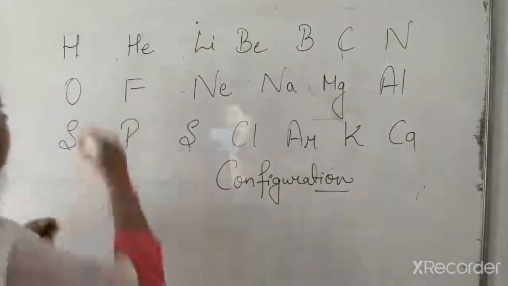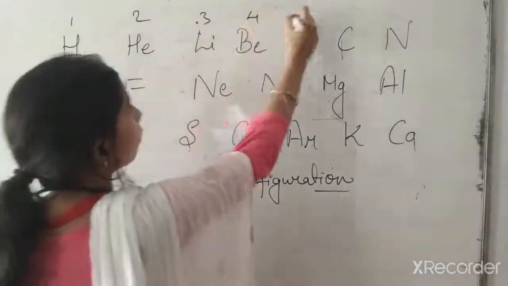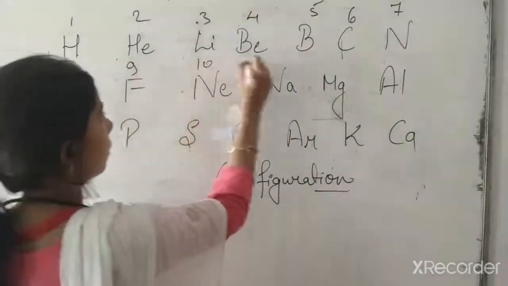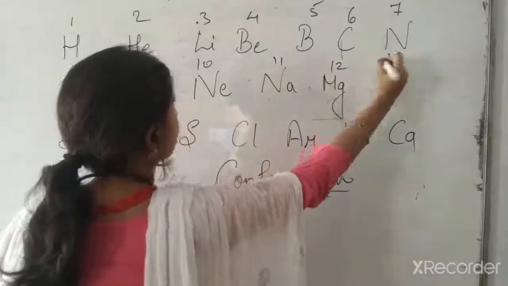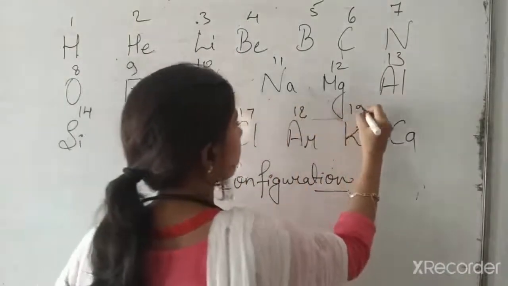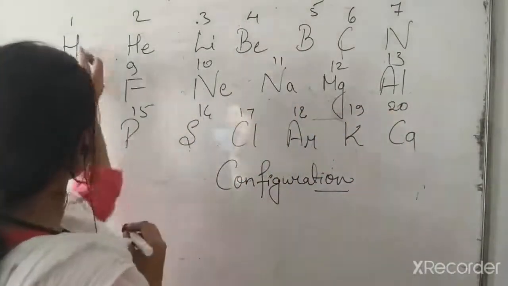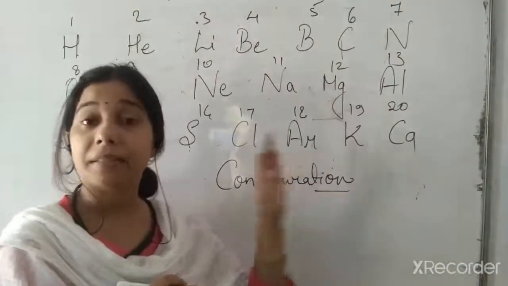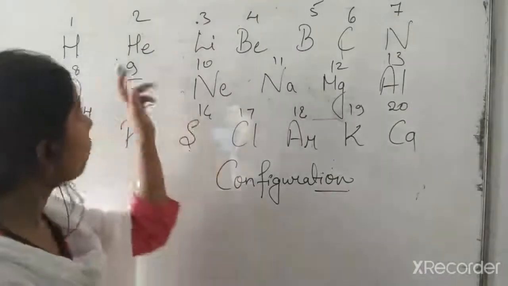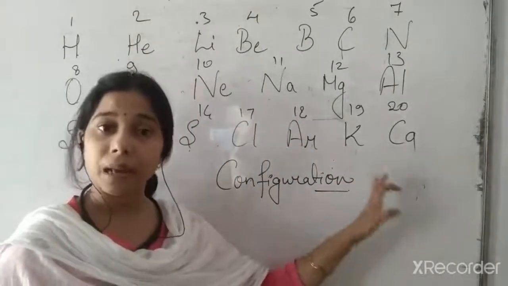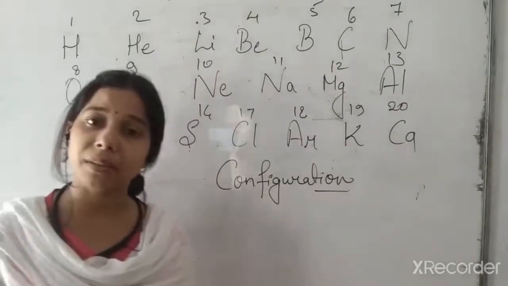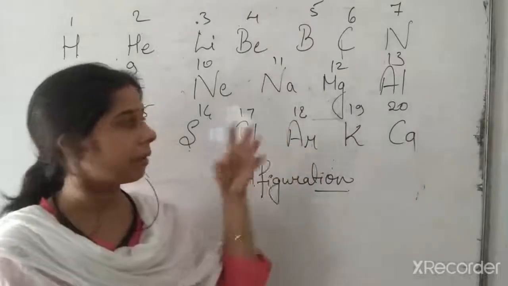You see here, this is 1, 2, 3, 4, 5, 6, 7, 8, 9, 10, 11, 12, 13, 15, 16, 17, 18, 19, 20. So elements 1 to 20 are there, and these are actually the atomic numbers of all these elements. Atomic numbers 1 to 20 are given here, and when we configure it, when we divide it, we will be able to find the valency of all of these elements.